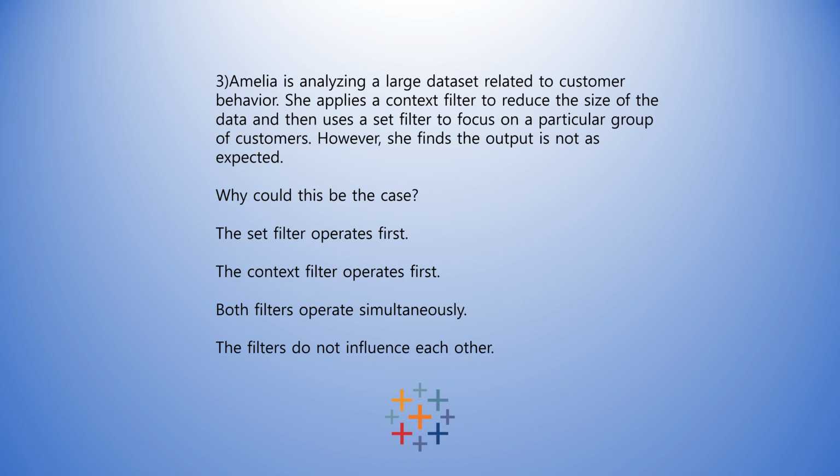Okay, so first option is the set filter operates first. Second is the context filter operates first. Third is both filters operate simultaneously. No, this could not happen. So this is wrong. All filters will apply sequentially. They have an order. So in Tableau there is something called the order of operations. So we will see that. Fourth is the filters do not influence each other.